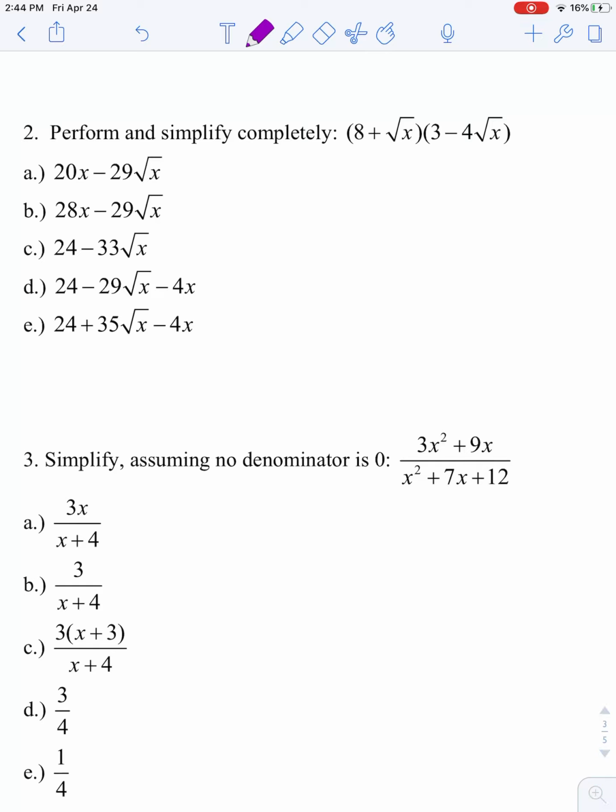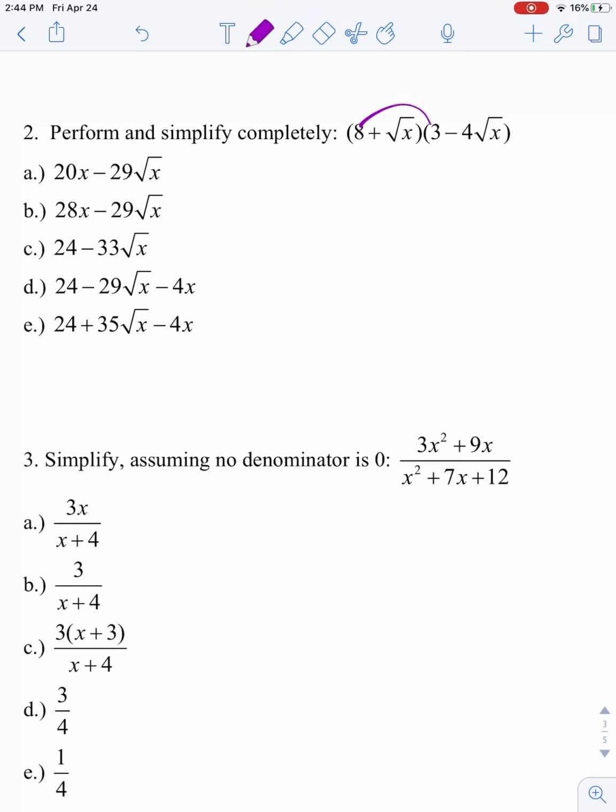Number 2, you're foiling, so take the 8 and distribute. Take the root x and distribute. Keep in mind that when you take root x times root x, you're just going to get 4x for that term. Okay, so should I do it real quick?